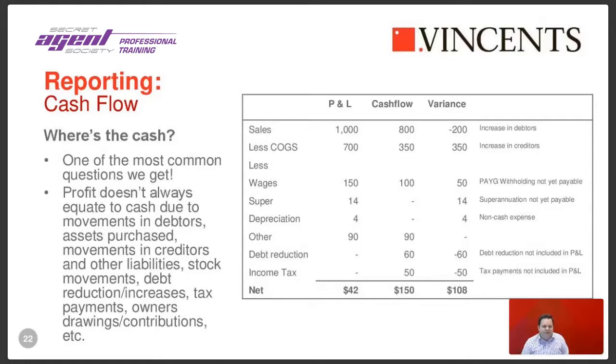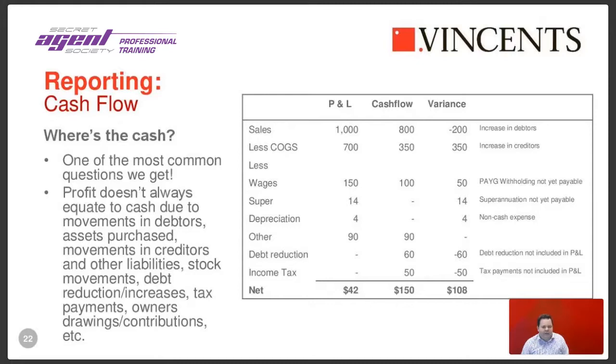So I'll just run through this quick example where you've got three columns here. Essentially you've got your income and expenses. You've got your sales, your cost of goods sold, then you've got your other expenses that run off it in the P&L on the left-hand side. You'll see the difference between those spits out a net profit of about $42 for the period. Now, from a cash flow perspective, of the sales, you only received 800 of them. So there's the increase in debtors: you're short $200 because $200 wasn't paid from customers.